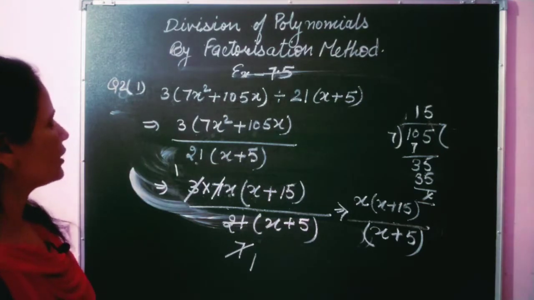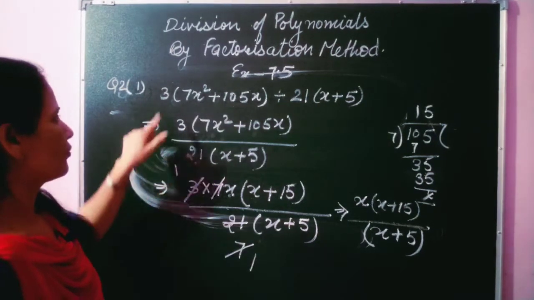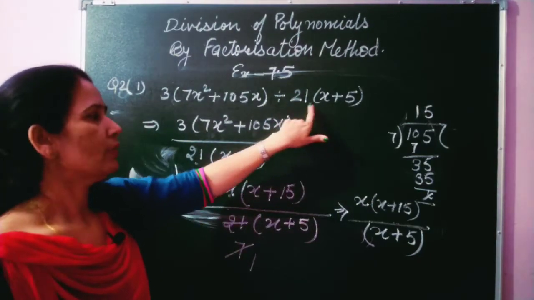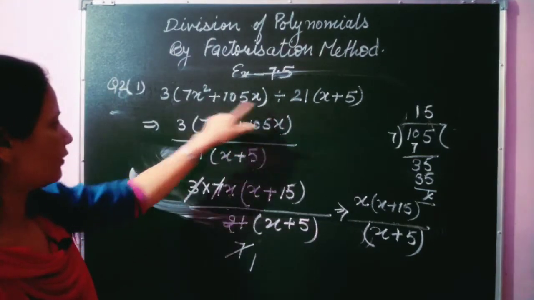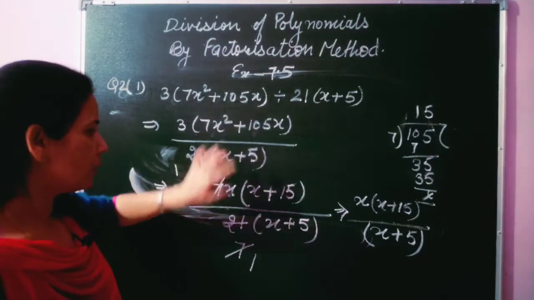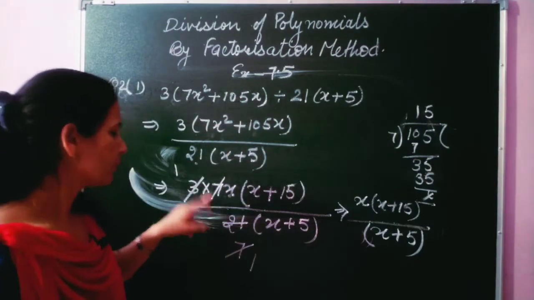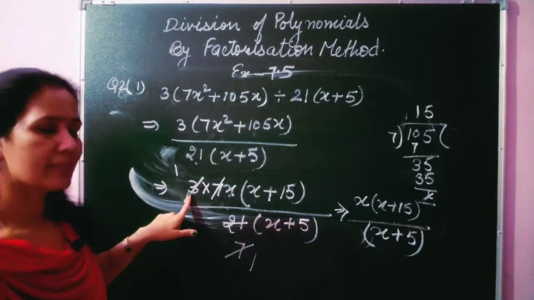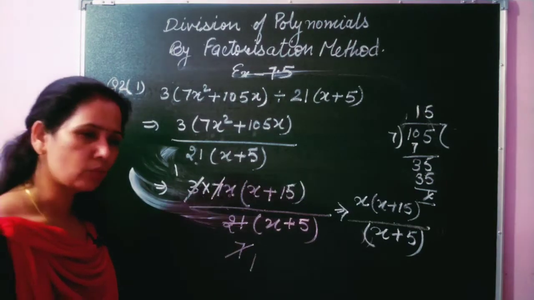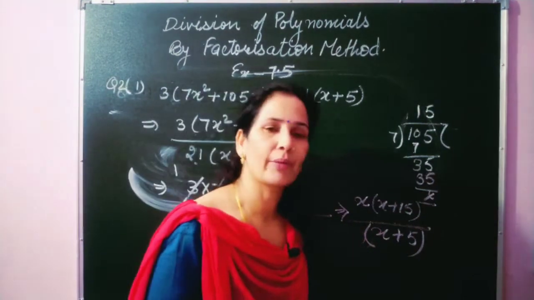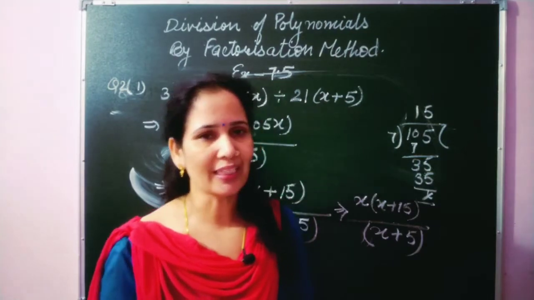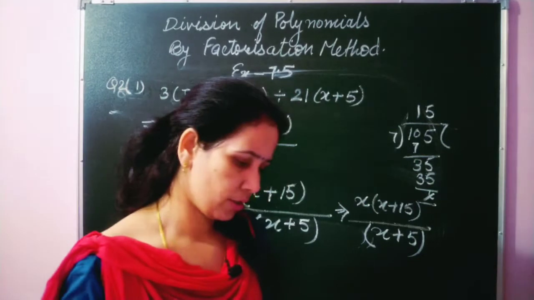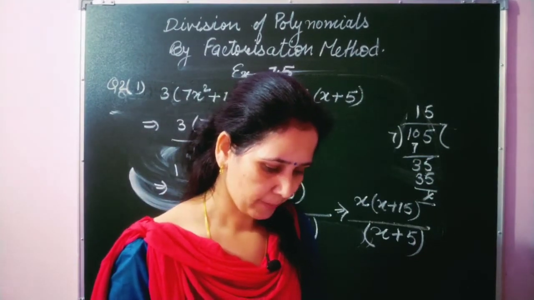So what we did here, students: we divided 3 multiplied by (7x square plus 105x) by 21x plus 5. First of all we make the factors. If anything is possible to take out common, then we take it. From here we take 7x, and then 21 is easily cancelled by 3 and 7, so we cancel out, and then we write the remaining factors as the quotient. Okay students, so let's take a few more parts from the same exercise.